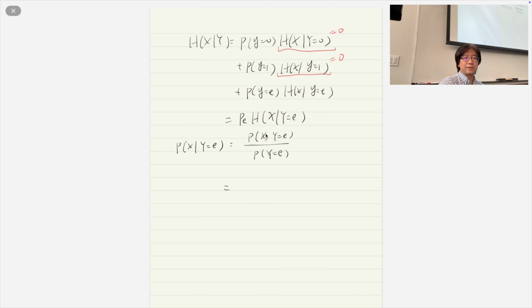And then normally for the numerator, we need to expand it in the other way. We cannot expand it in the same way, so we'll go back. Basically, we want to extend it this way: P(x) times P(y equals e given x), divided by P(y equals e). Now let's see what that equals. The magic here is to look at this term and this term. Is there any relationship between these two terms?